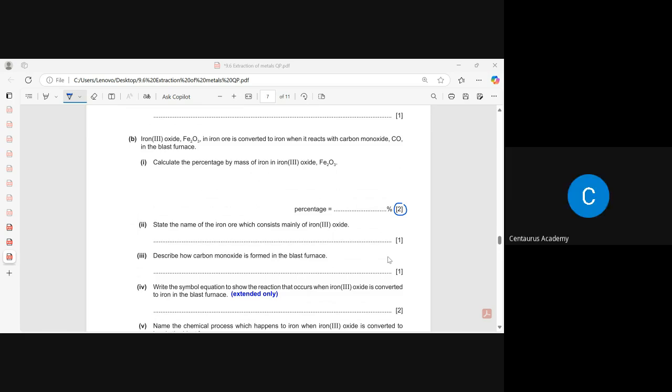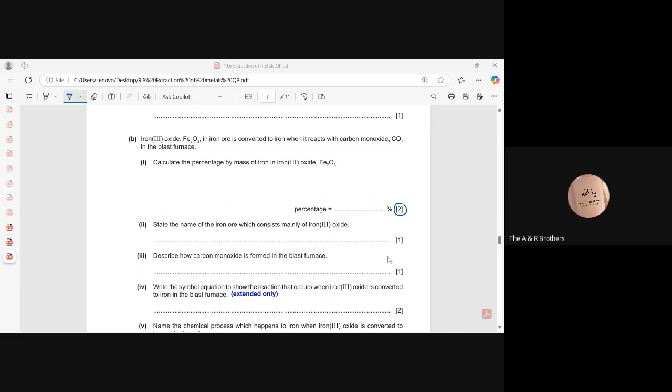Yes, and then you divide by the relative molecular mass of the whole compound, and multiply by 100 to convert it into a percentage. You have to show your complete steps. Mention the formula that you're using in the answer space, and write your final answer in the blank which is given to you.